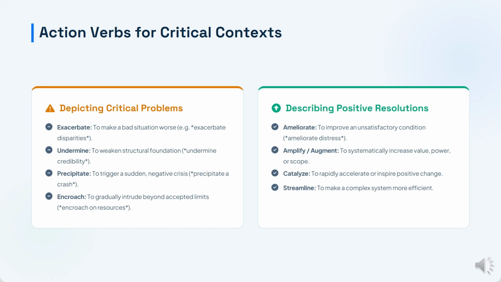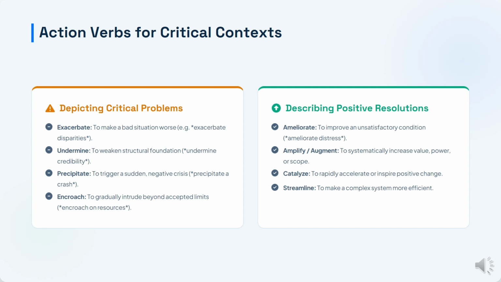Exacerbate means to make a bad situation worse. For example, exacerbate disparities. Undermine is to weaken structural foundation, means to reduce the level of complexity of a situation. You can use this word undermine. Precipitate means to trigger a sudden or negative crisis. So the example could be precipitate crash. Encroach is to gradually intrude beyond accepted limits, encroach on the resources.